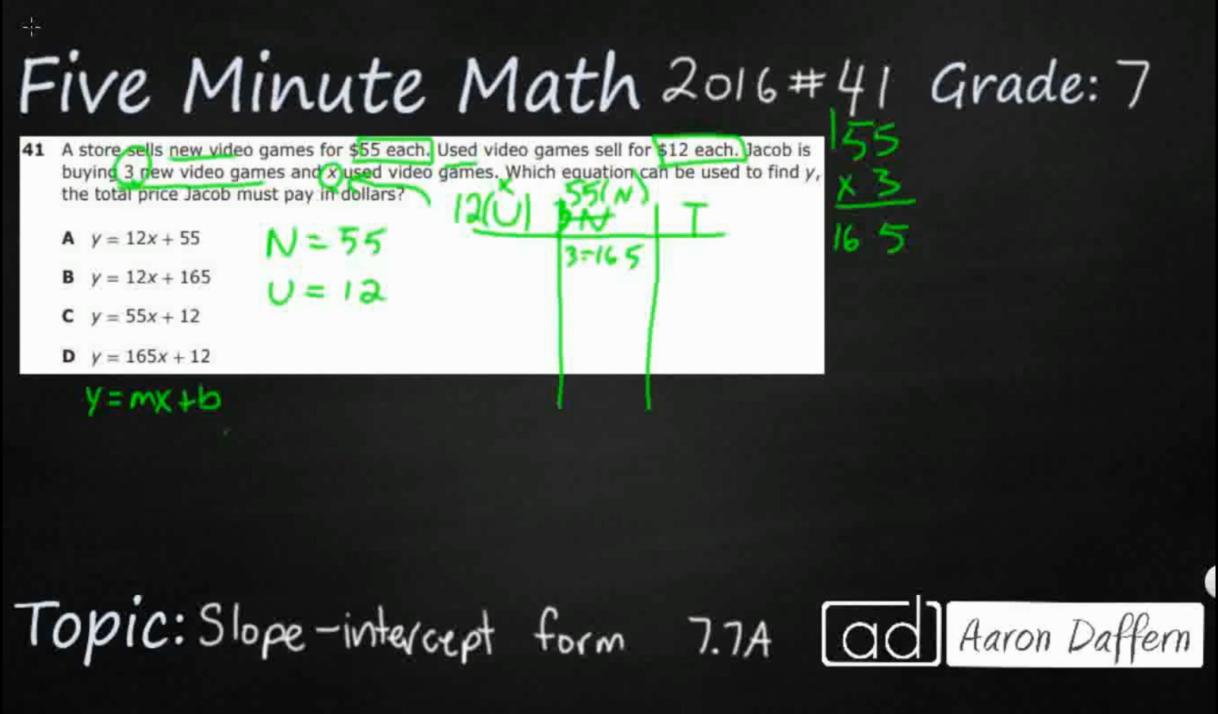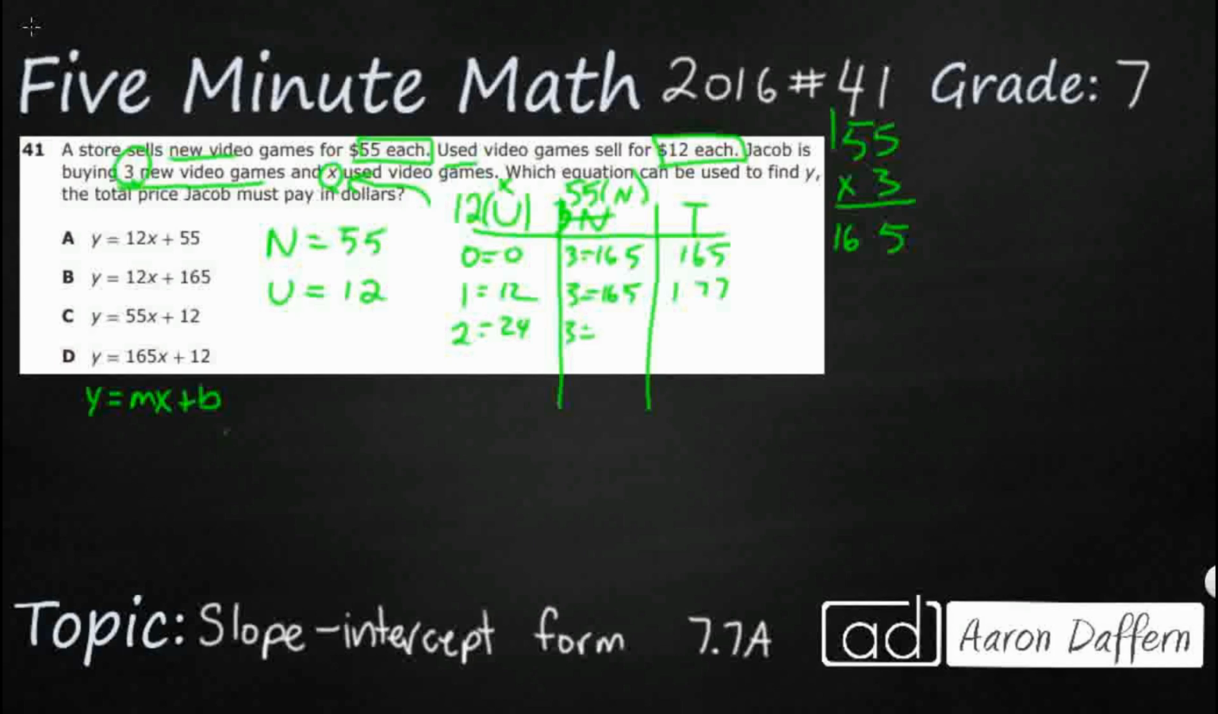So no matter what we do, we're going to add this 165. If he buys 0 used games, his total would just equal 0 plus 165, so that's just going to be 165. Let's say he buys 1 used game. That's $12. He's still going to have that 165, that's not changing, and so that's just going to add 12. That's going to be 177. We could just keep going up and up and up.